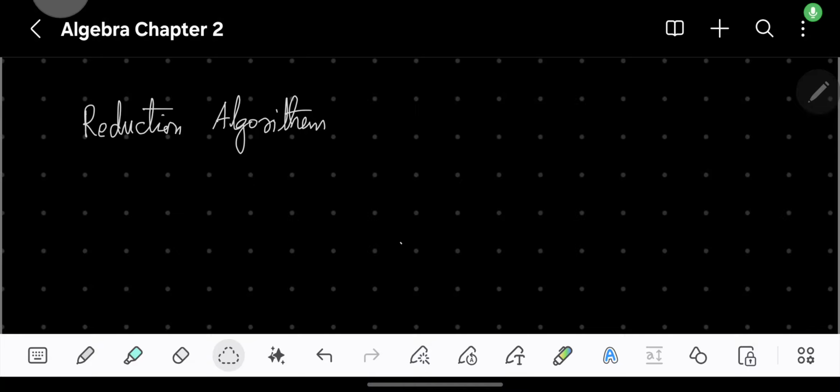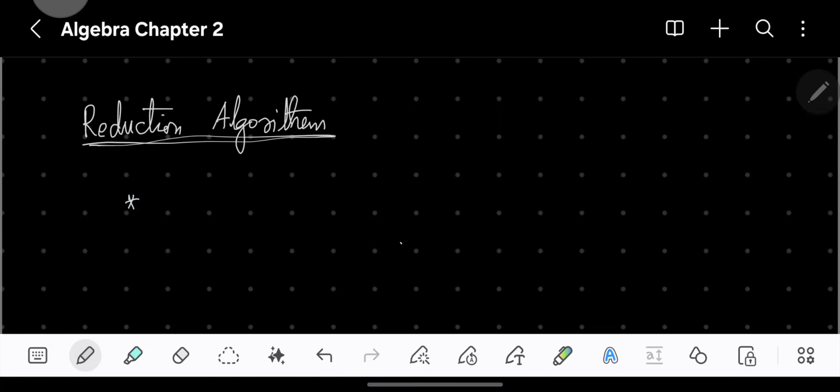Hello, in this video we will talk about reduction algorithms. The reduction algorithm is an algorithm which is used to convert a matrix into row echelon form or sometimes row reduced echelon form. So here are the steps.